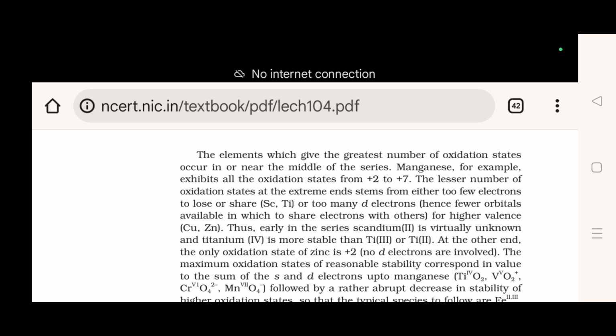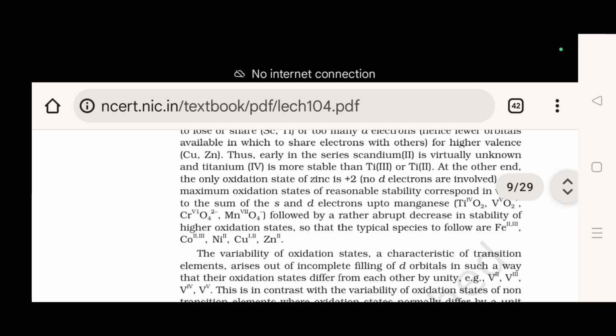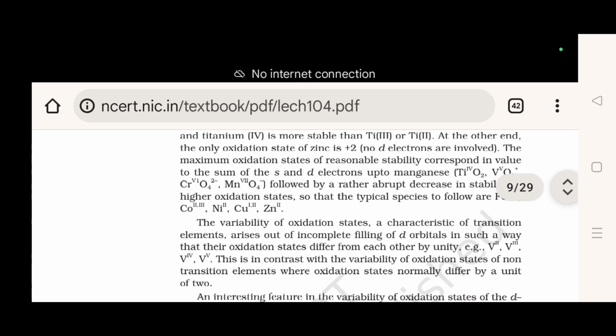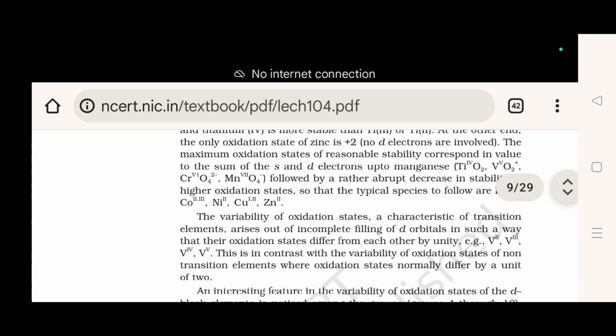The lesser number of oxidation states at the extreme ends stems from either too few electrons to lose or share, or too many d electrons for higher valency. Thus, early in the series, scandium is virtually unknown in states other than +3, and titanium +4 is more stable than titanium +3 or titanium +2. On the other hand, in the +2 oxidation state of zinc, no d electrons are involved. The maximum oxidation state of reasonable stability corresponds in value to the sum of the s and d electrons up to manganese.